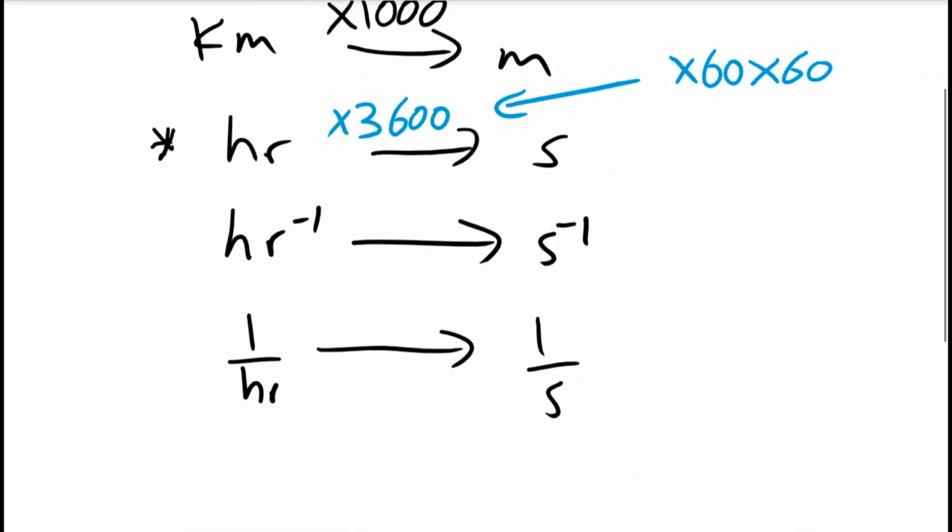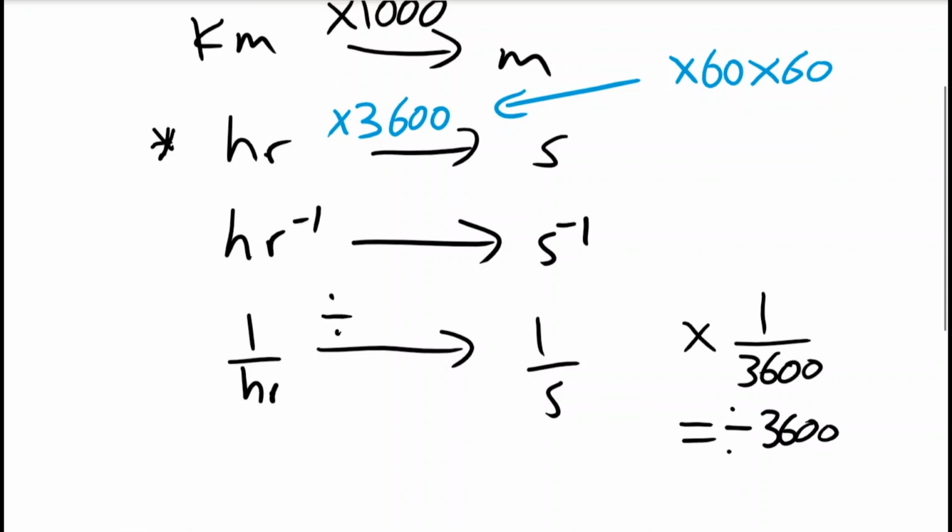So what we're going to do is find the reciprocal of the 3,600 factor as well. So all we're going to do is flip the 3,600 and we get this fraction here. But that's the exact same as saying divide by 3,600. So now I can put that factor here to convert from per hour to per second. We need to divide by 3,600.